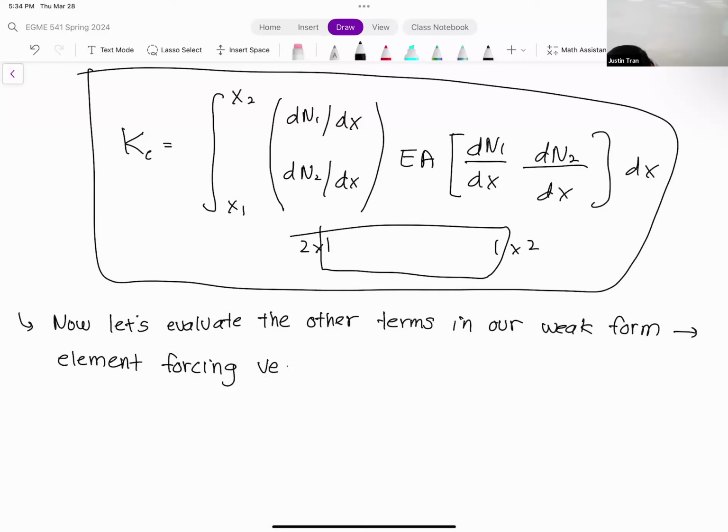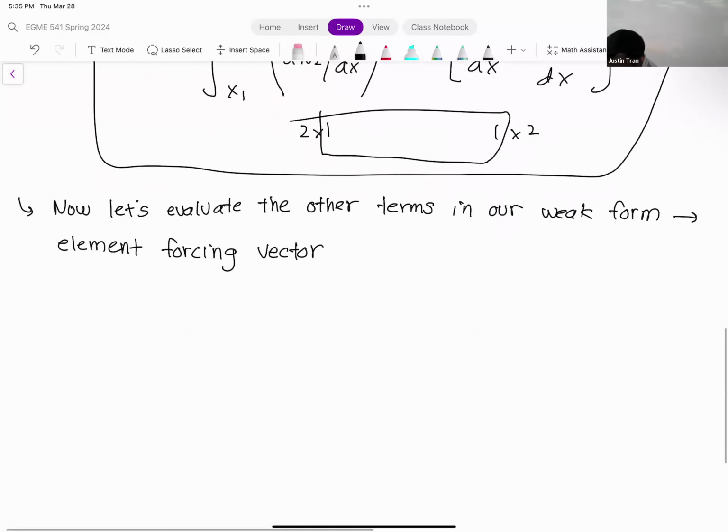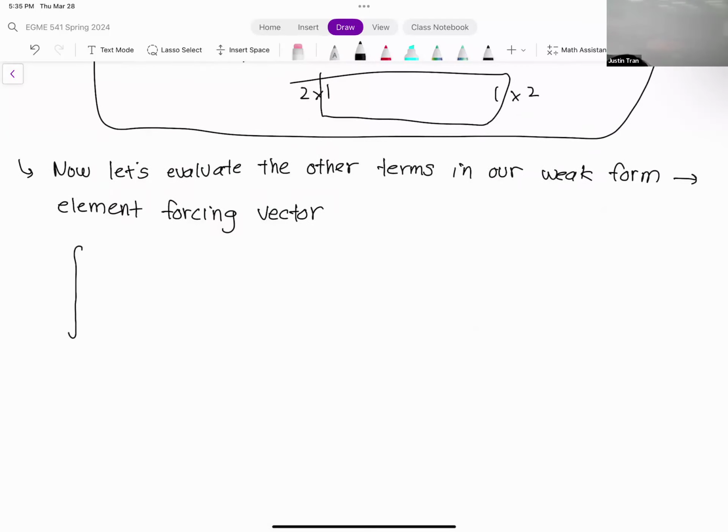Let's start with the first term. The first term was the integral from x1 to x2 of our weighting function, w(x), multiplied by our body force term, b(x), dx. Where w(x) here, remember, is our weighting function. And b(x) here, in this case, represents a body force.